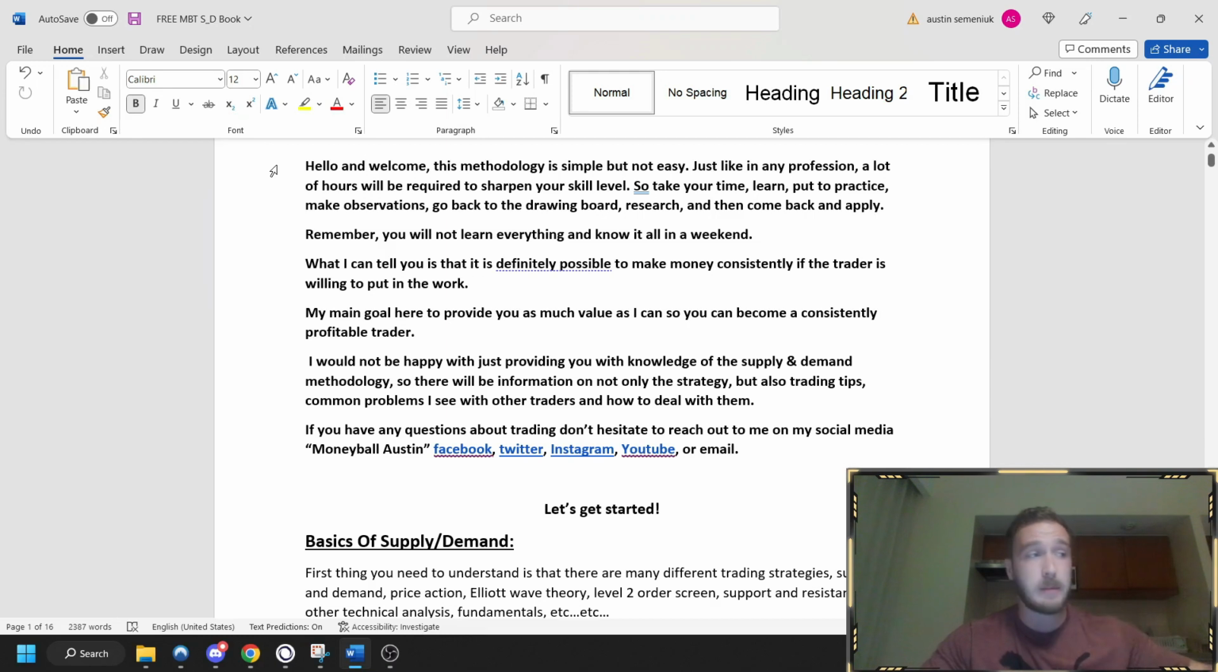Crack a beer. I am currently having a Modelo beer here in Mexico at this resort, so it's going to be a nice one. Let's get into this one.